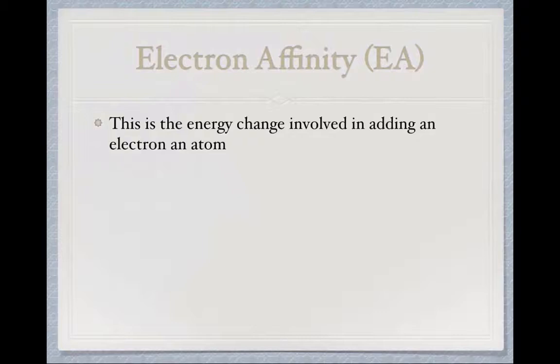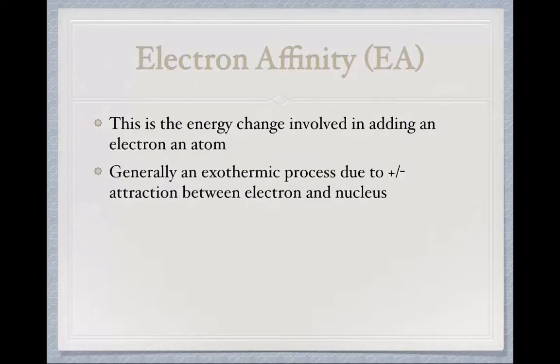One concept that our book brings up is something called electron affinity, and this is the energy change involved in adding an electron to an atom. Generally, this is an exothermic process, mainly due to the plus-minus attraction between electron and nucleus, but occasionally it is endothermic, depending on what else is going on in the atom. Are you trying to pair electrons up? Because that's energy that's going to be working against that exothermic process. So there's always a balance between endothermic and exothermic processes there.